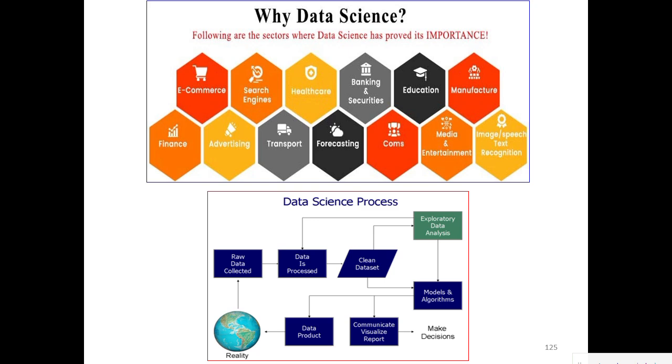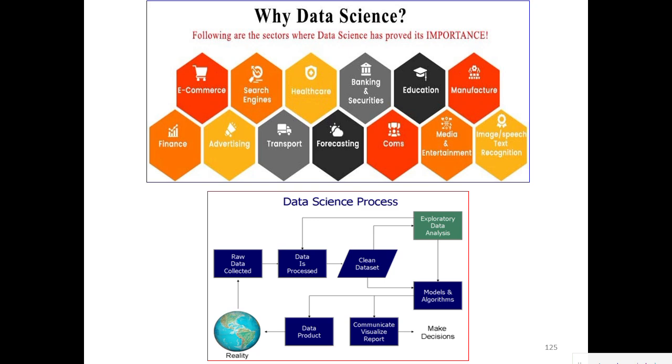Then we choose models and algorithms. I choose a support vector machine model in classification. I choose the K-means clustering model under clustering. I choose the Apriori algorithm under association rule mining. Likewise, we choose a number of models and algorithms. A model is nothing but a simplified version of reality, and an algorithm is a step-by-step procedure to solve a particular problem.